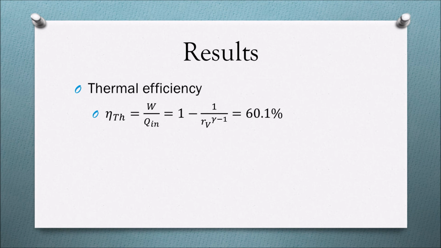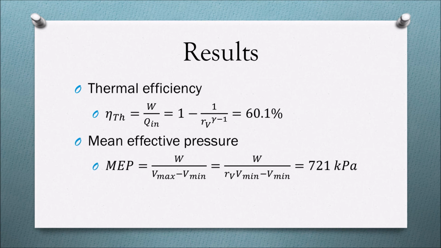The thermal efficiency is 60.1%. The mean effective pressure is the ratio of the useful work and the difference of the volume maximum and minimum. The volume maximum can be expressed with the minimum and the compression ratio. The mean effective pressure is 721 kilopascals.